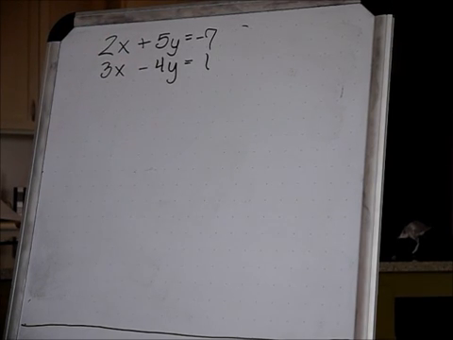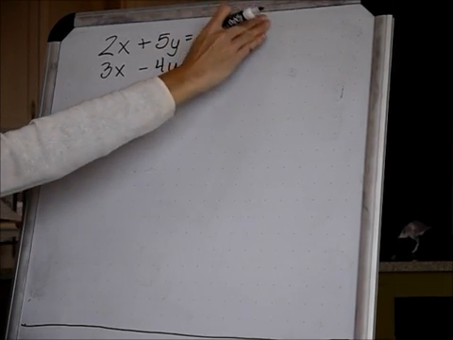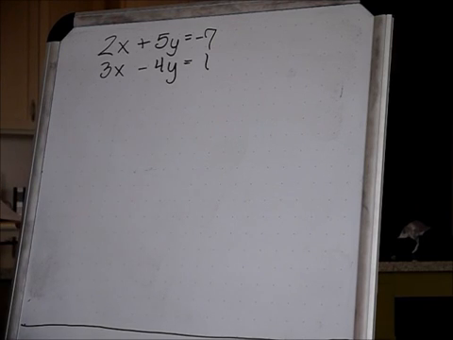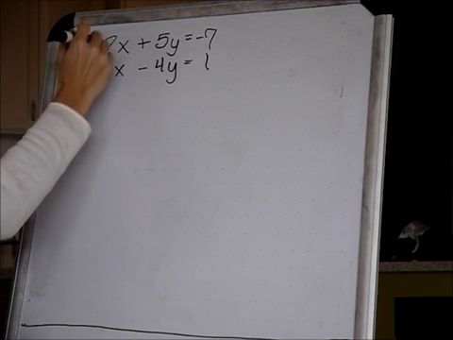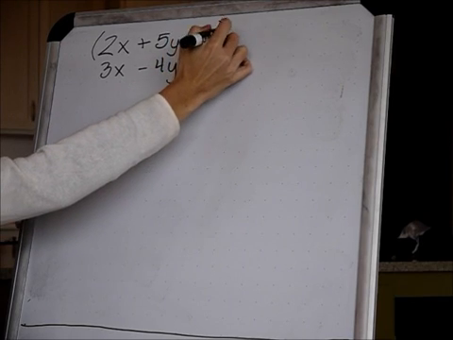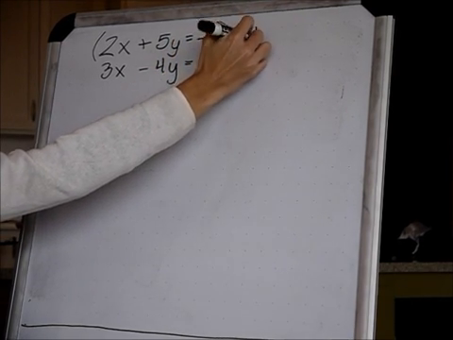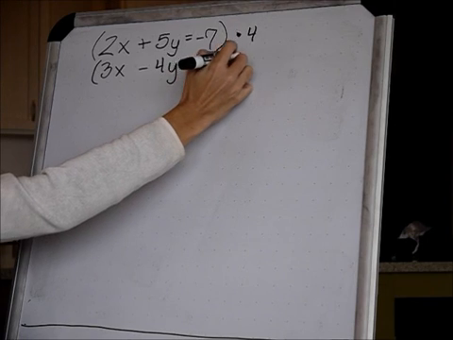That way we don't have to multiply by a negative, because anytime you multiply by negative, you run the risk of forgetting that you were multiplying by a negative. Let's get rid of the y's because they already have the correct sign. So if we have a 5 and a 4, what's their least common multiple? 20. So let's multiply this equation times 4 and this equation times 5.